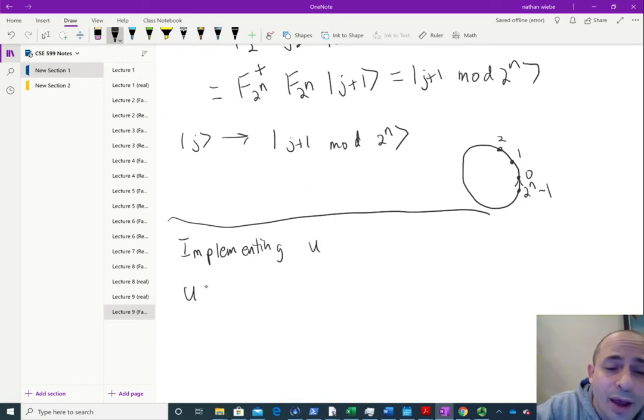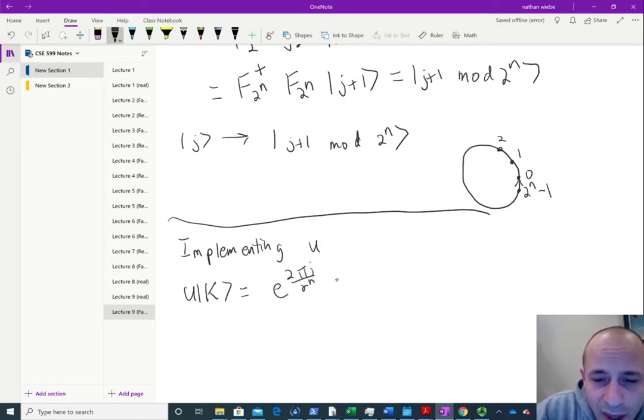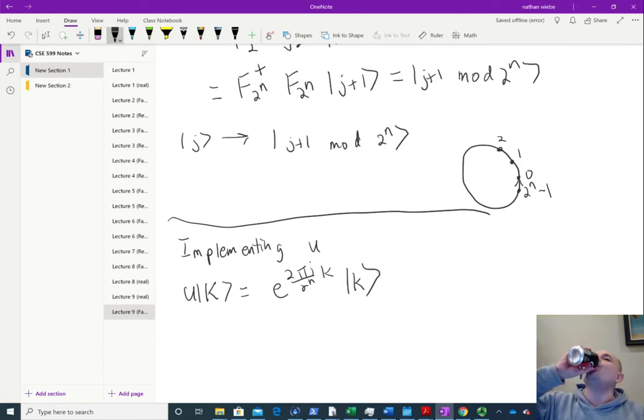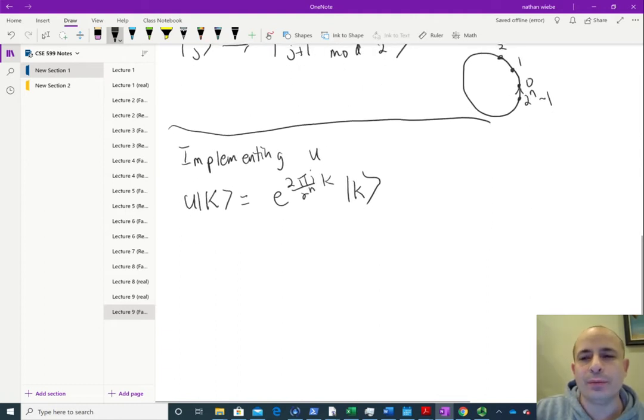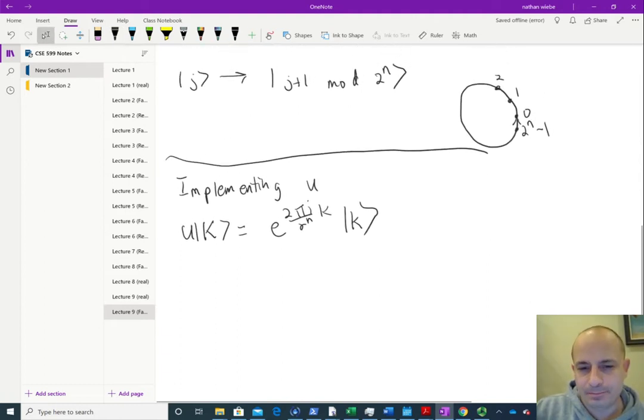Now recall, U has the property where U acting on k is equal to e to the 2 pi i over 2 to the n, k. All right, so that is the operator U. Great. Now, the next step is let's consider building this. We're going to build this using a technique called binary exponentiation.